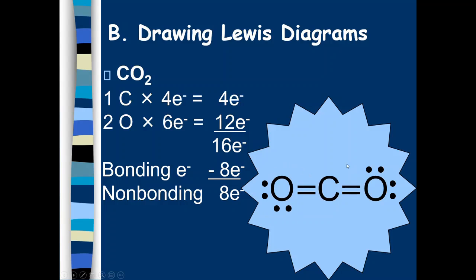Each atom does have a full octet. Each oxygen has 1, 2, 3, 4, 5, 6, 7, 8 electrons surrounding it, and carbon has 1, 2, 3, 4, 5, 6, 7, 8 electrons surrounding it. So this satisfies all of my rules, and this is the correct Lewis diagram for carbon dioxide.